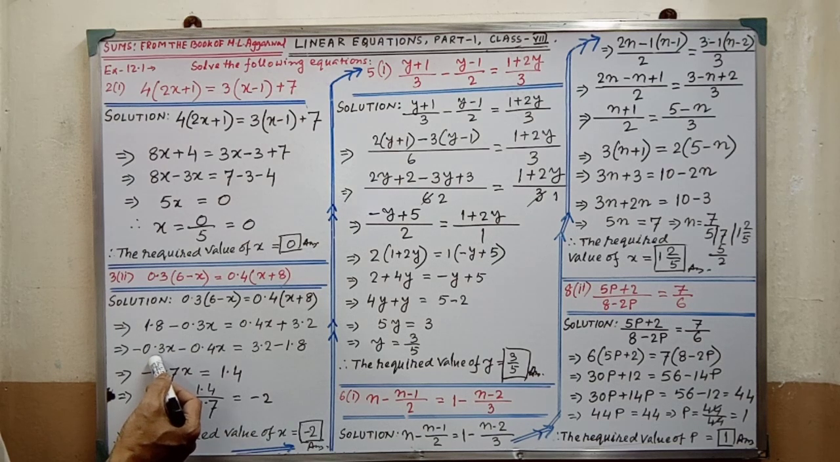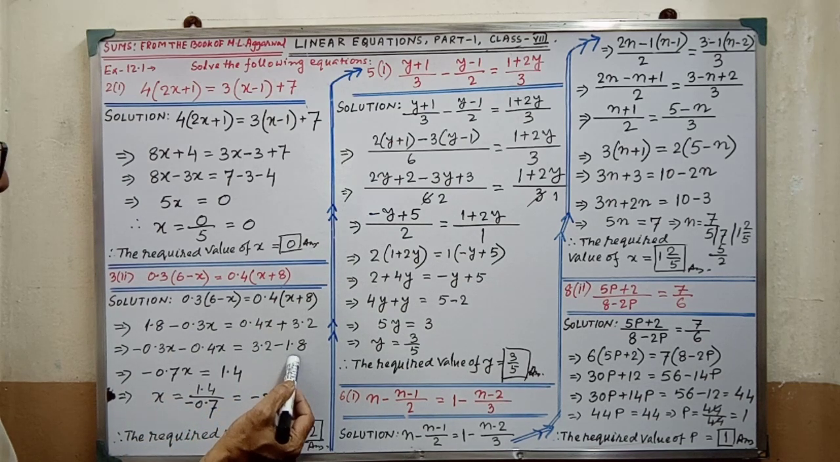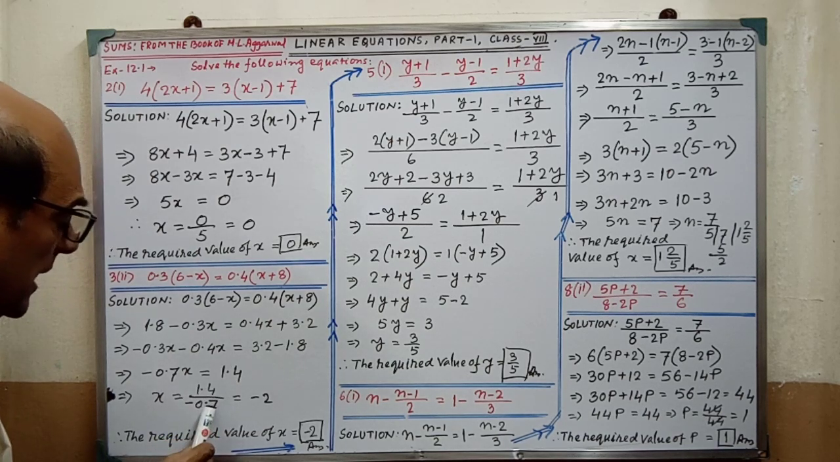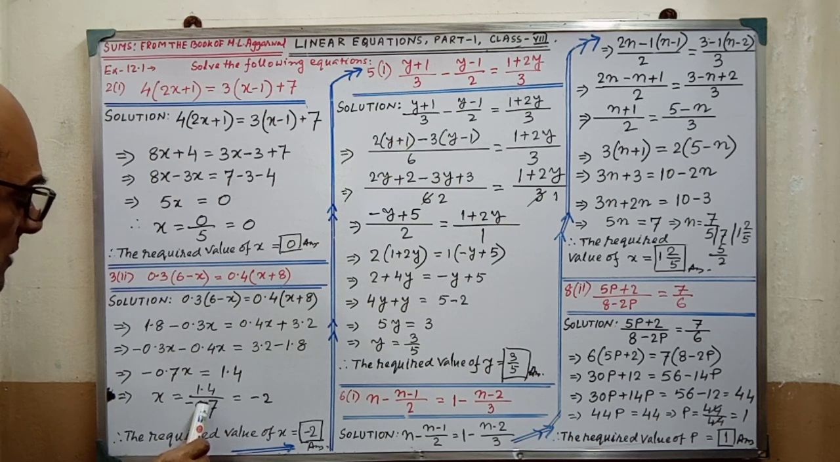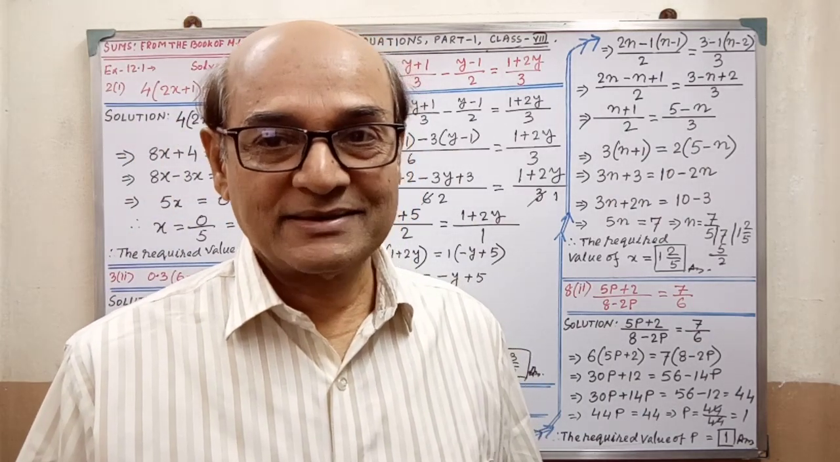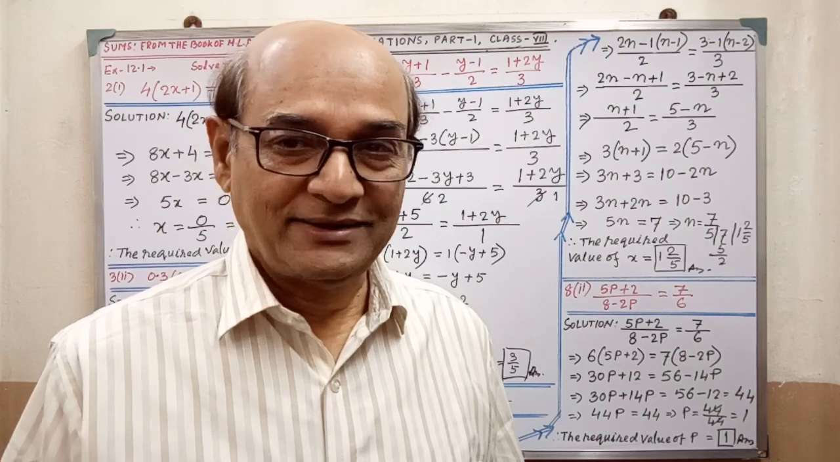Next we have to simplify. Minus 3x minus 0.4x, that is minus 0.7x, and by subtracting we are getting 1.4. Next we have to find x. This is multiply, so when it will come right to left, left to right, then it will be divide. And after one digit the decimal is given, here also one digit the decimal is given, so the decimal will be cancelled. By cancellation, here is minus, so the answer will be minus 2. Therefore the required value of x equal to minus 2. I think it is clear.